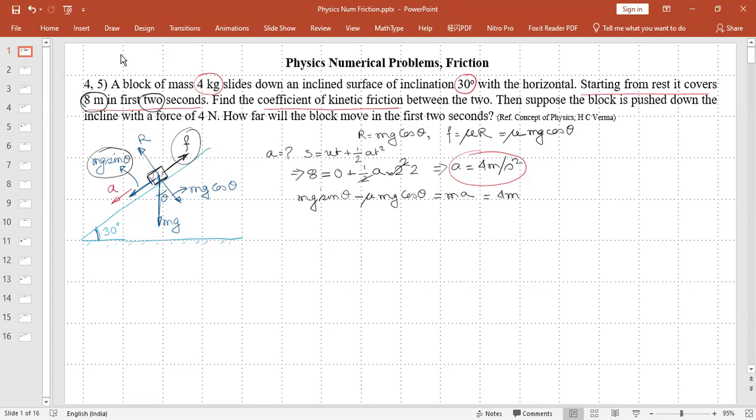Now, from all this, mass m gets cancelled. So we have g sine theta minus mu g cos theta is equal to 4. From here, we get what is mu. Mu is g sine theta minus 4, that is g sine theta minus 4, divided by g cos theta.